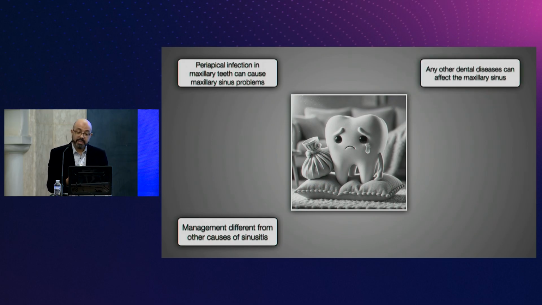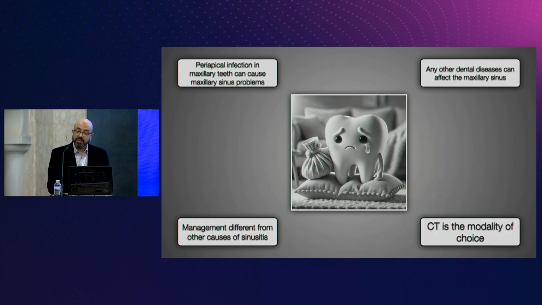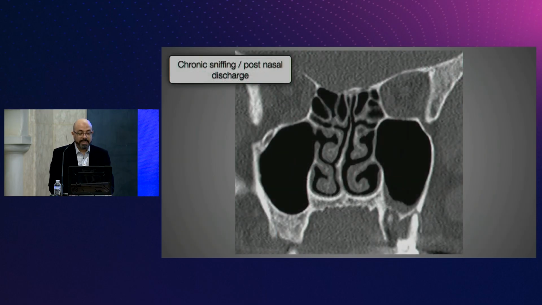Any other dental disease can also affect the maxillary sinuses. And usually CT will be enough to make a diagnosis here. So this is a patient with chronic sniffing, postnasal discharge. So what's wrong here? We have mucosal thickening, so this looks like sinusitis, but why is this patient getting the sinusitis on only one side?